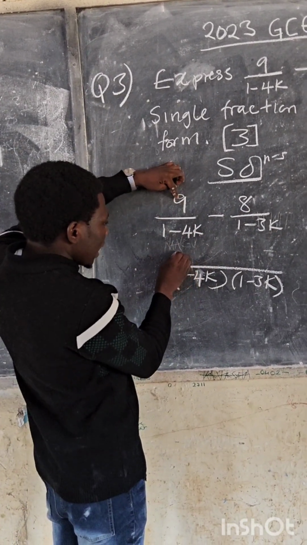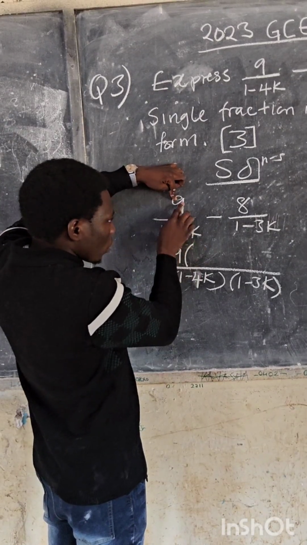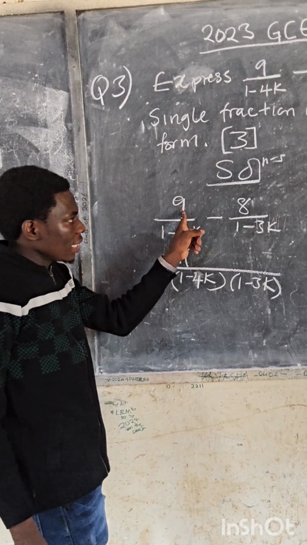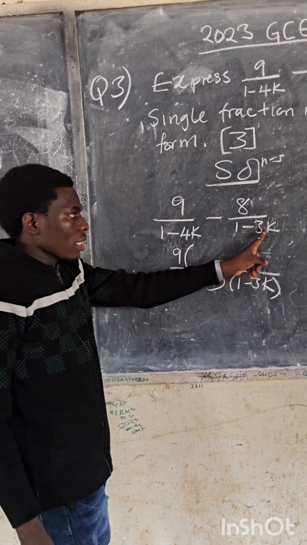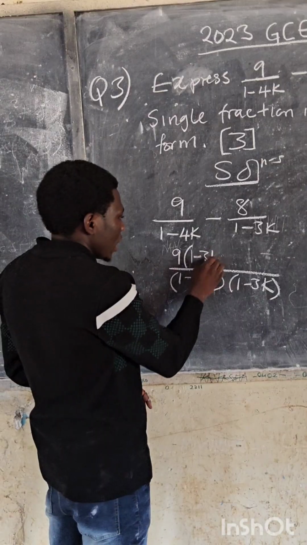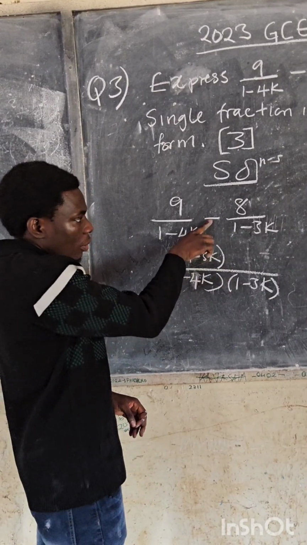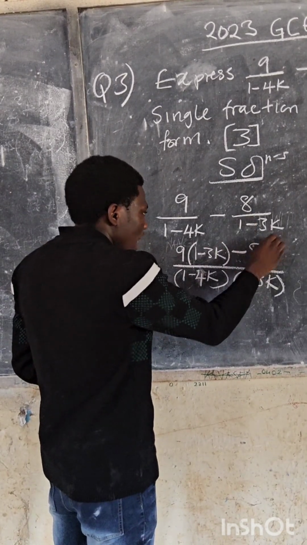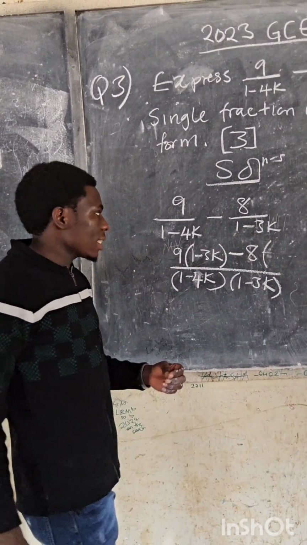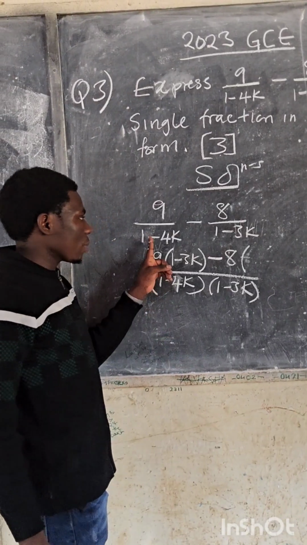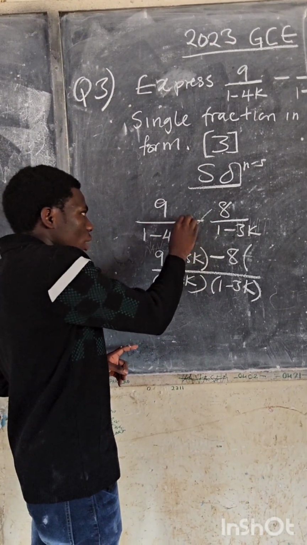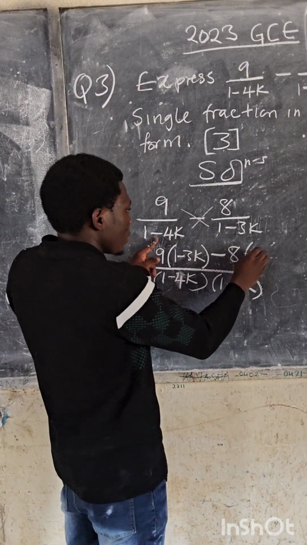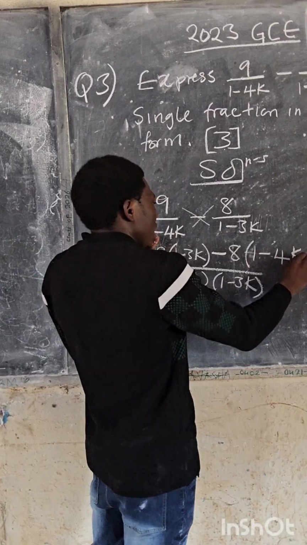So you open a bracket and multiply the 9 with its adjacent number, which is 1 minus 3k, and then you close. Then there is a minus. The 8 also should be multiplied with its adjacent number, which in this case is 1 minus 4k. In other words, this goes with this, and that goes with this. So we are saying 8 times 1 minus 4k.